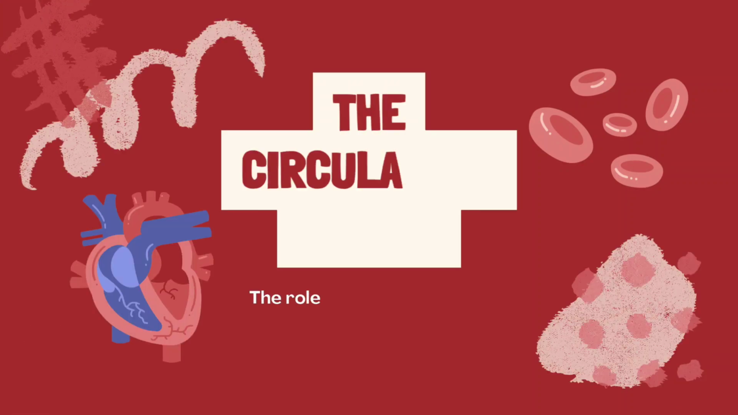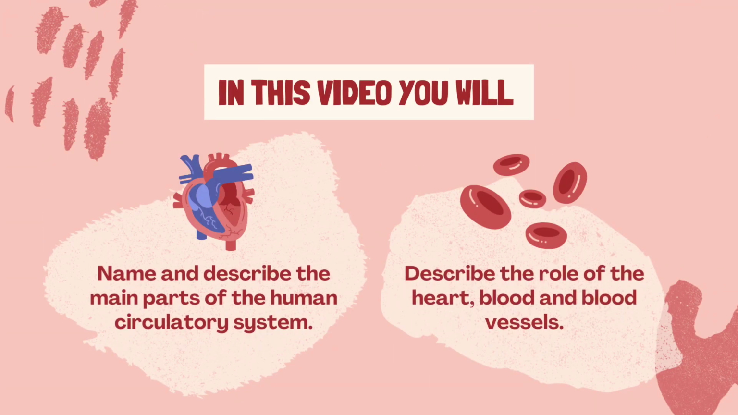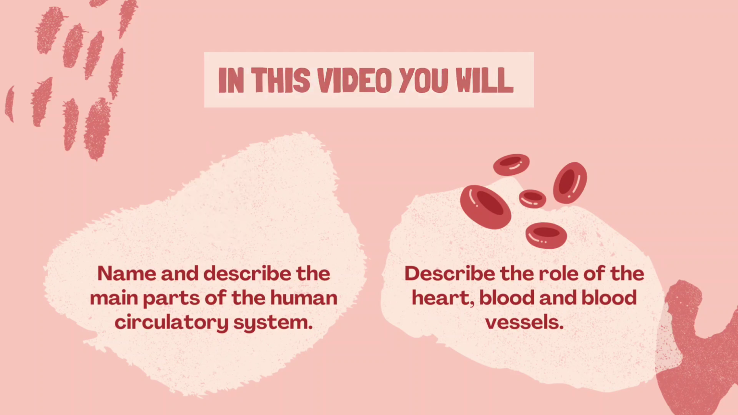The circulatory system, the role of the heart, blood and blood vessels. In this video, you will name and describe the main parts of the human circulatory system. Describe the role of the heart, blood and blood vessels.